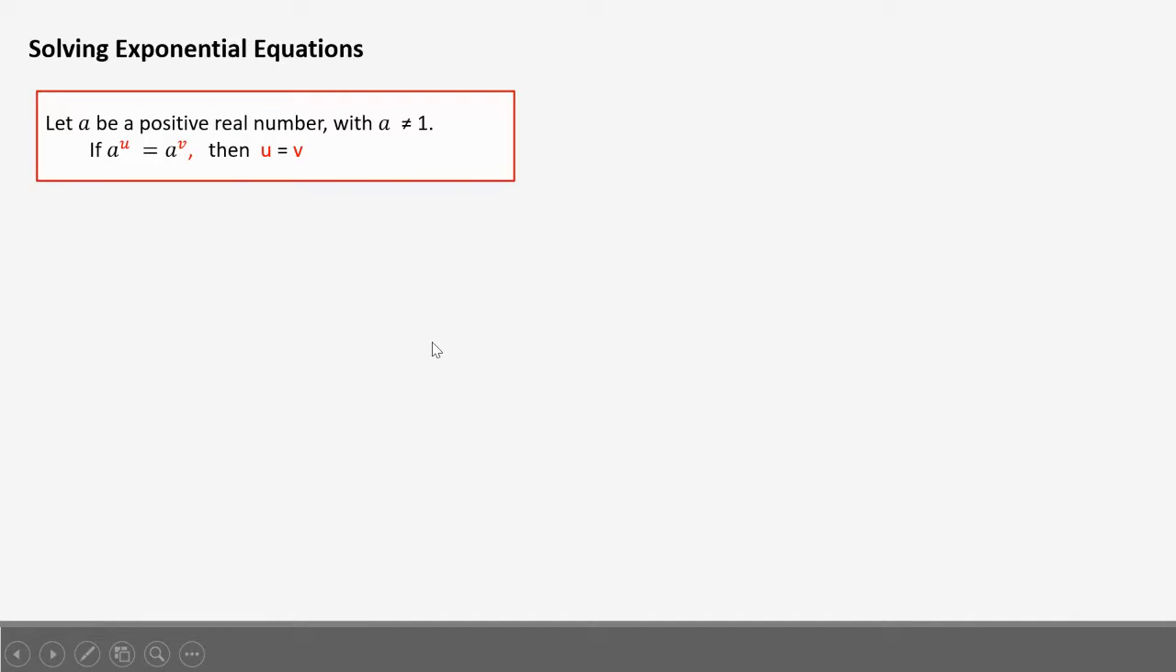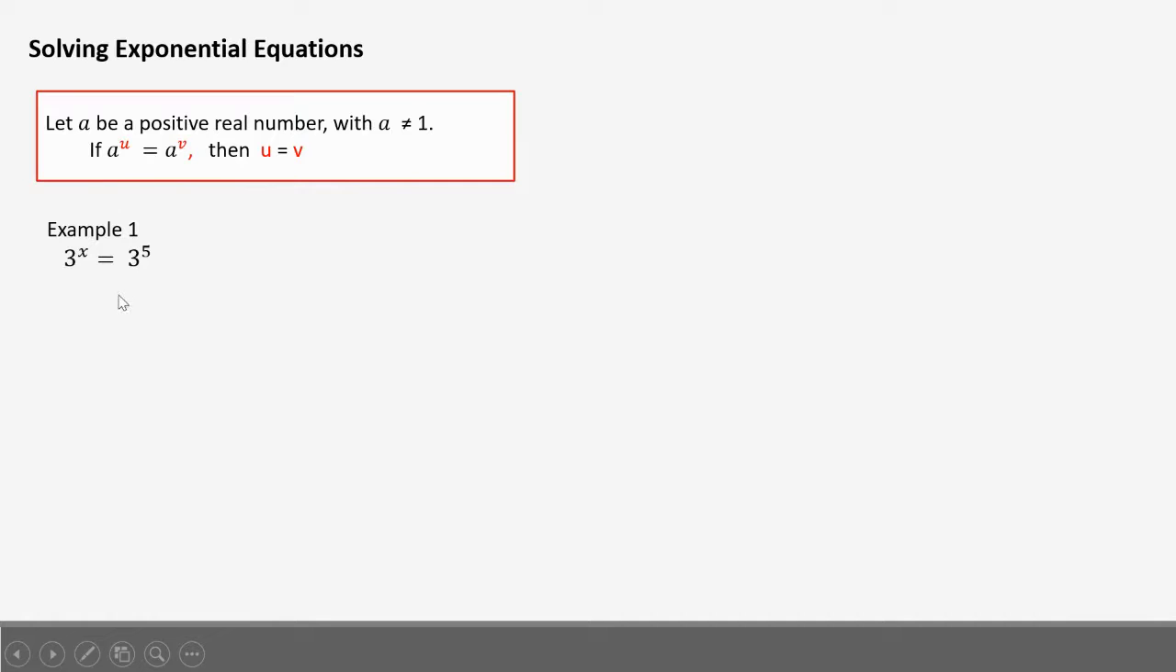Now this is solving exponential equations, and here's a rule or property. It says let a be a positive real number, where a cannot equal 1. If a to the u equals a to the v, then u equals v. These a's are called the bases. So for you to apply this property, you have to have the same base. Okay. Let's do an example here.